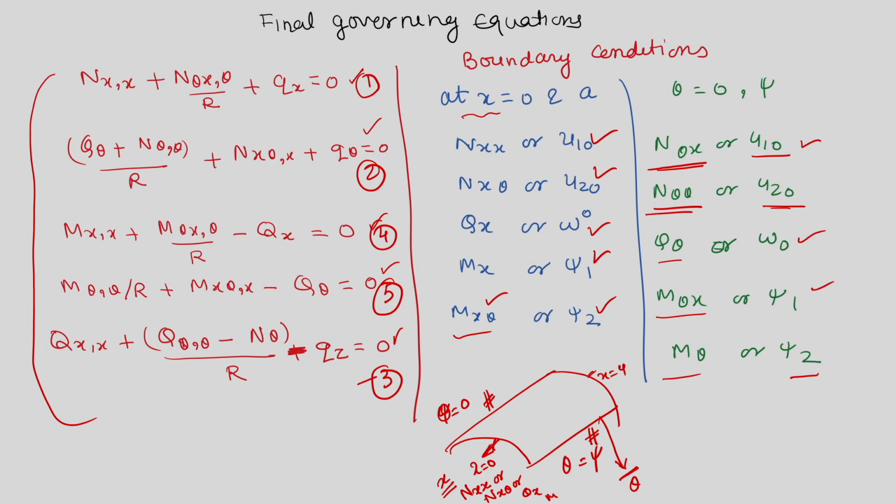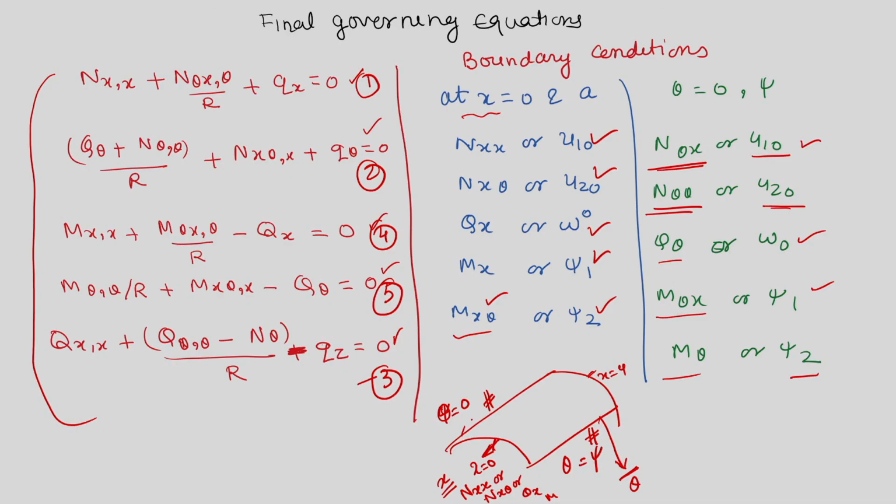Depending upon the boundary conditions we can specify them. For example, if you say that these edges are clamped, then in that case all displacements are going to be 0, like u1, u2, w, psi 1 and psi 2 are going to be 0 at theta is equal to 0 and psi. If I say that this is clamped, or it may be free, then in the case of free all stresses need to be 0. So depending upon the boundary condition we can specify our variables.